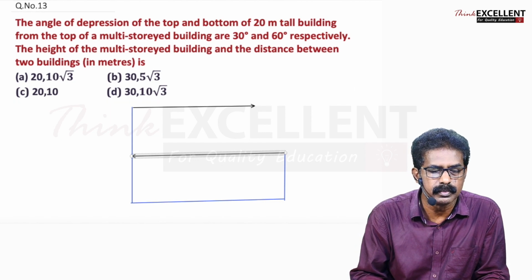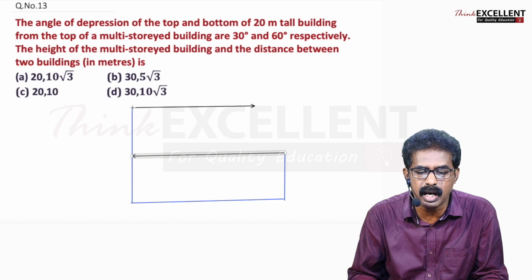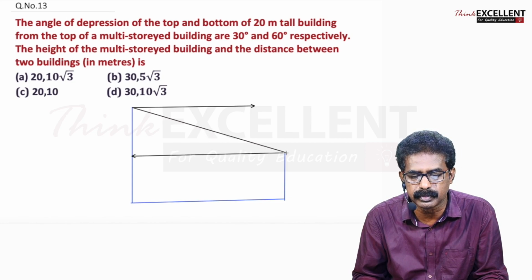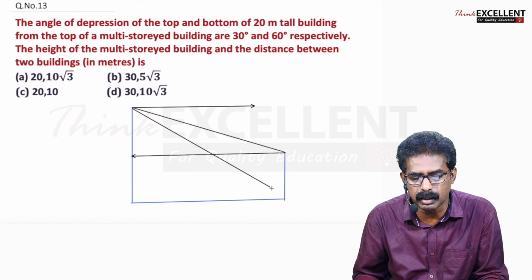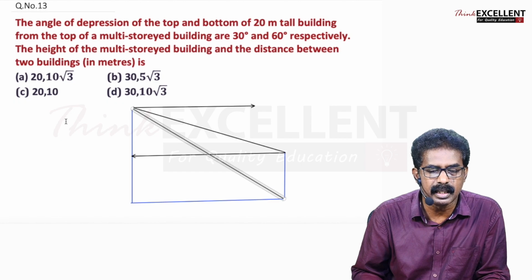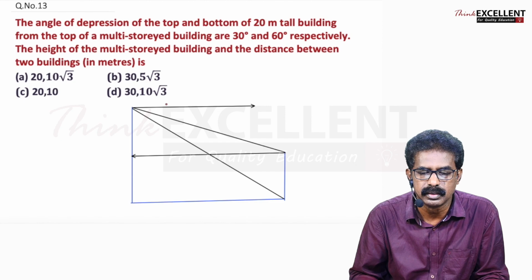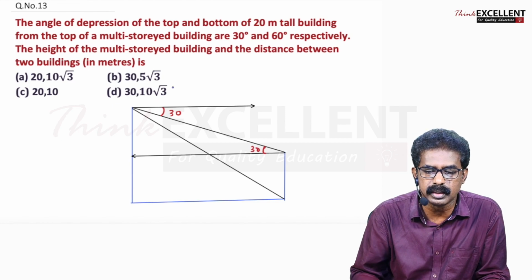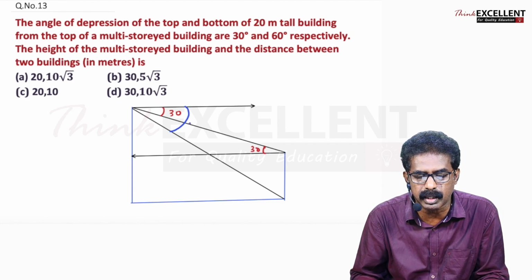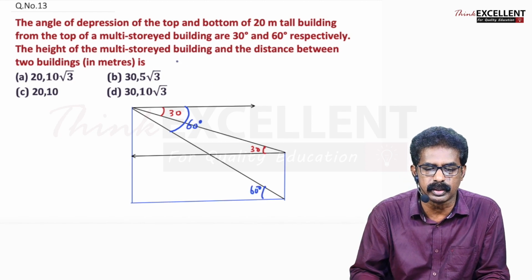Now listen here. From here, the angle of depression of the top and bottom. First you are looking at the top, then you are looking at the bottom, right? Looking at the top, the angle of depression is 30 degrees, so this angle is 30. Looking at the bottom, the angle of depression is 60 degrees, so this is also 60. This is what you have to understand.